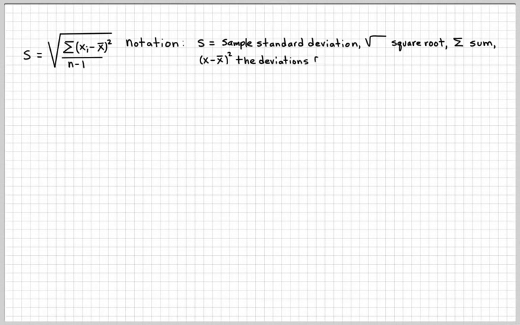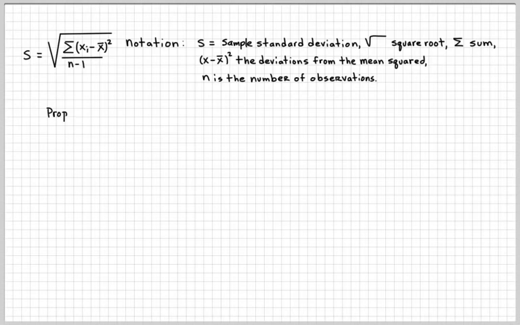In this case, it's going to be (x minus x bar) quantity squared, which is the deviations from the mean squared. Also, you have n, the number of observations, and then n minus 1. N minus 1 is more of a correction factor for the sample standard deviation.